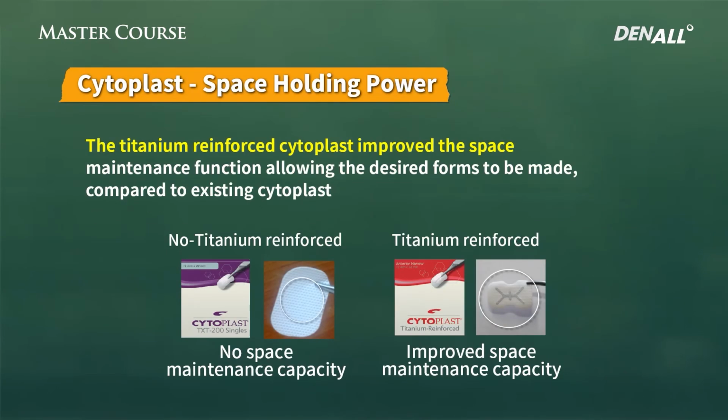Non-resorbable Cytoplast can be divided into two: one has titanium and the other doesn't. The one with titanium can maintain space better, however, it is slightly more expensive.